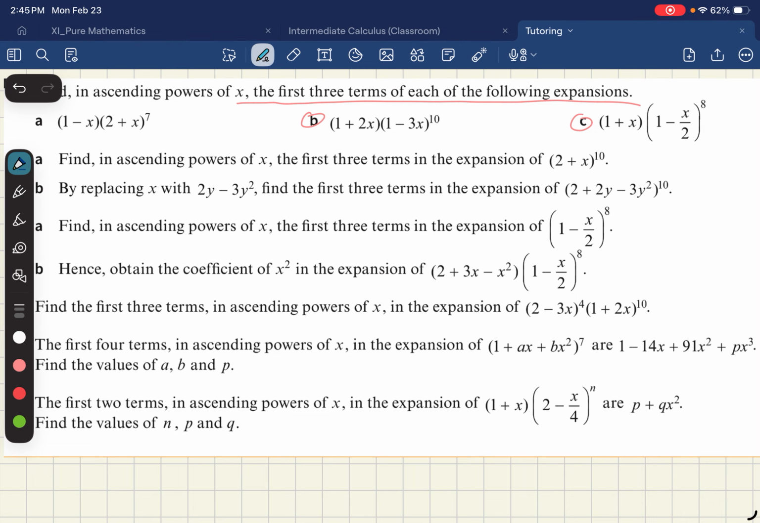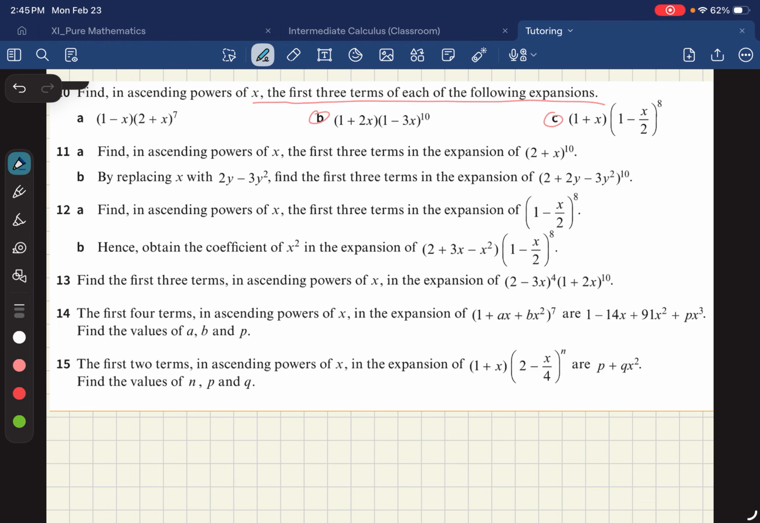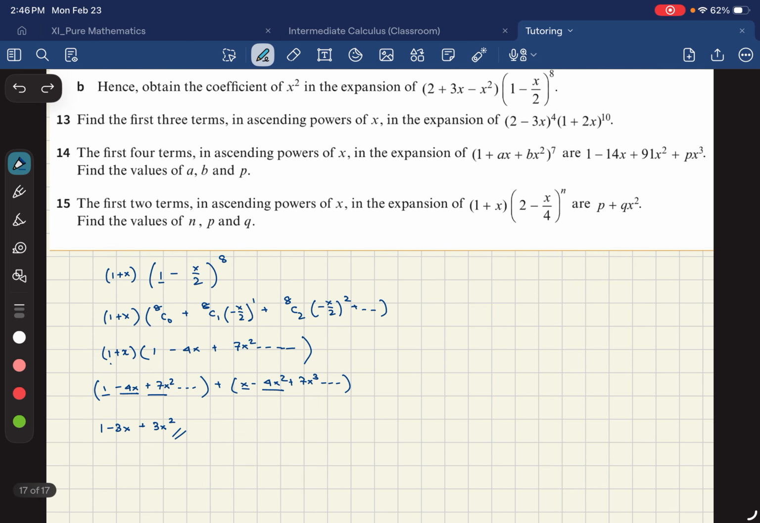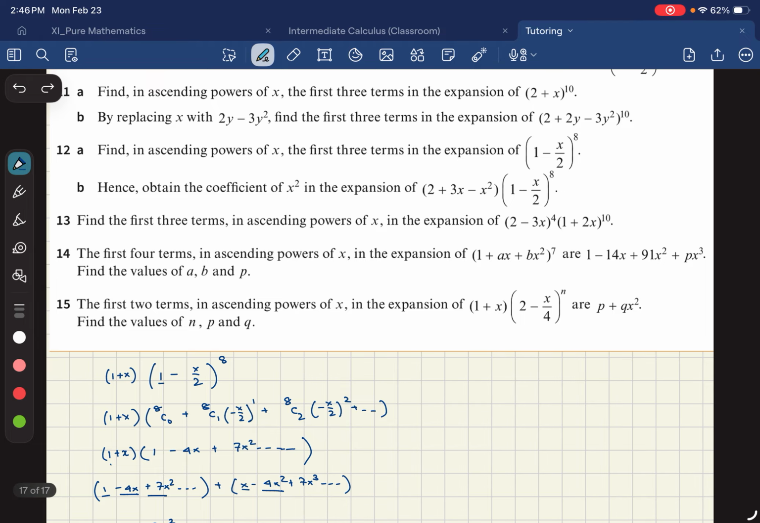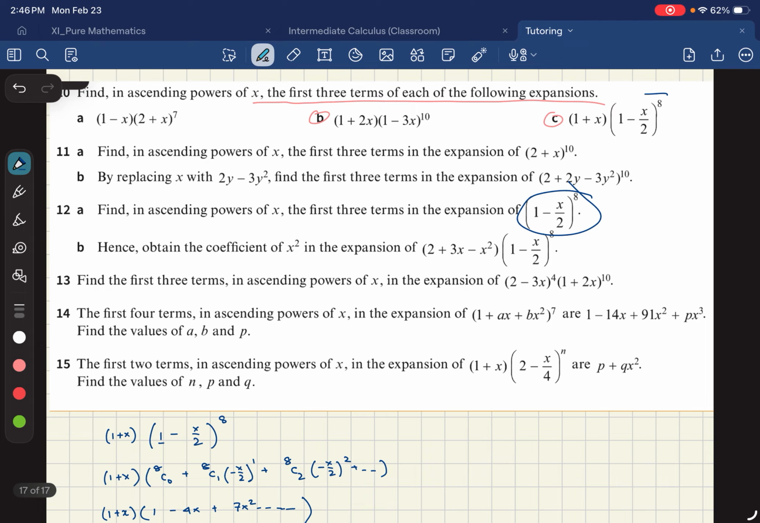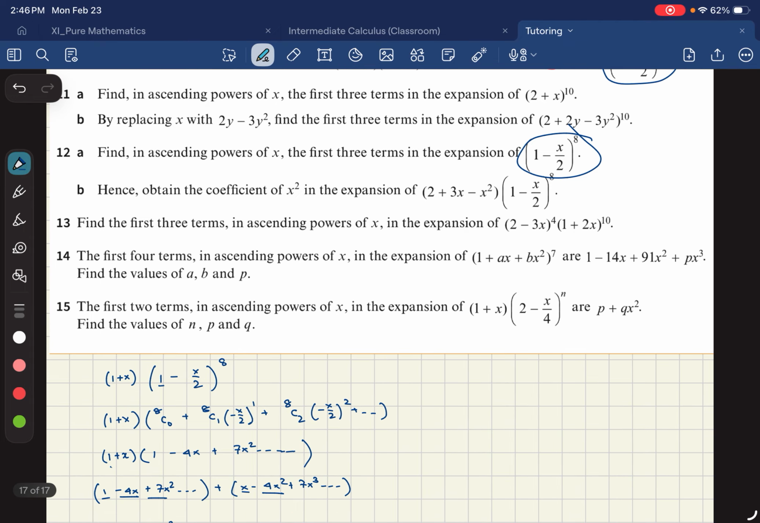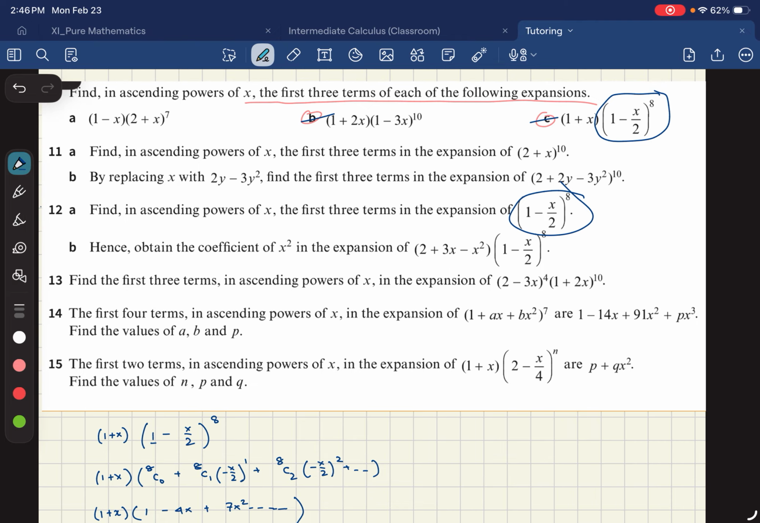So question 12 is actually, if you think 12a is the same thing, right? So 12a asks you for the same thing, and it says, hence obtain the coefficient of x squared in the expansion of this. So they give you something extra. Well, let's go back, because I already expanded this thing. Here, it's the same thing. So let's directly jump to 12.